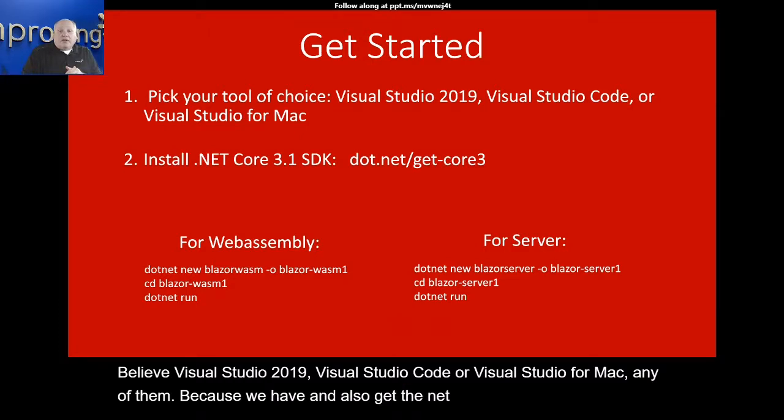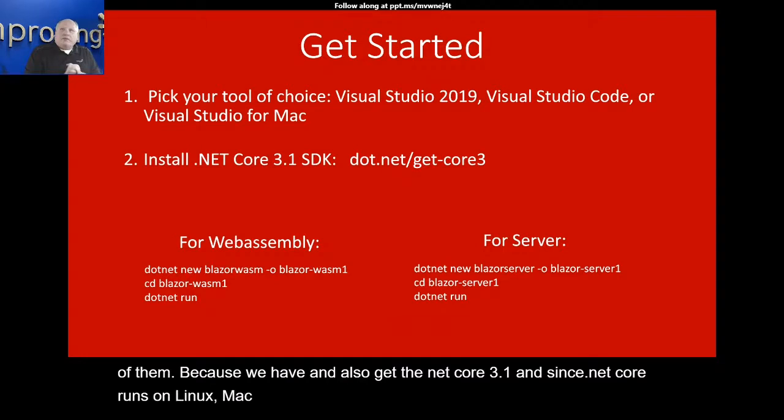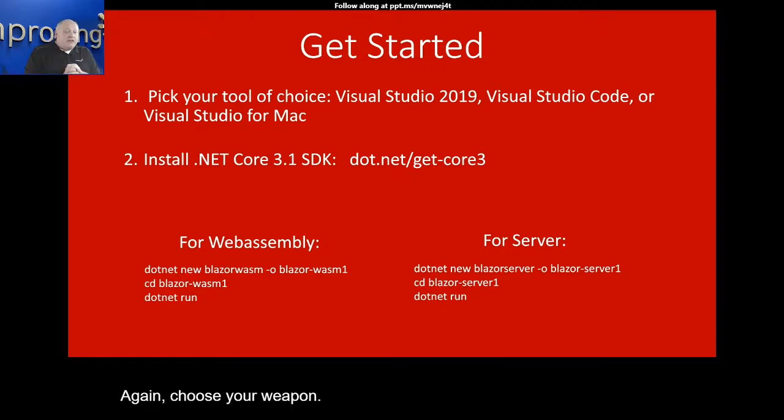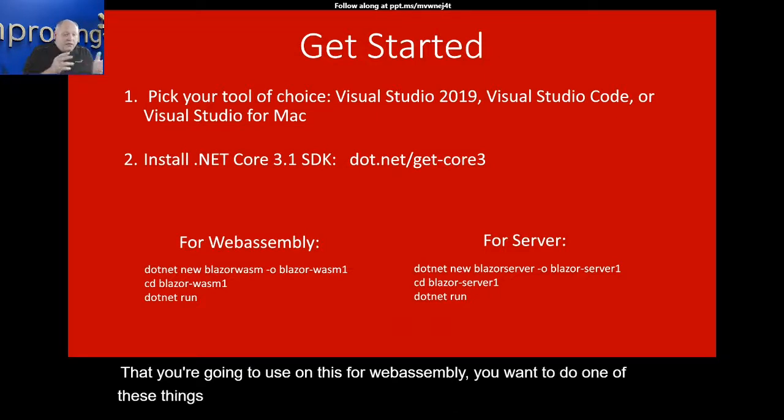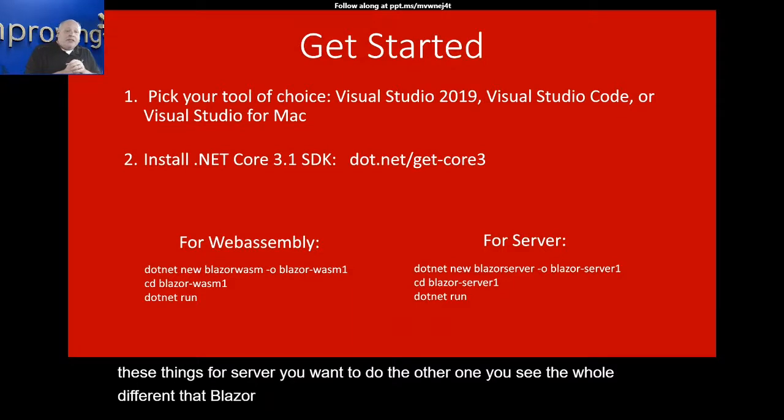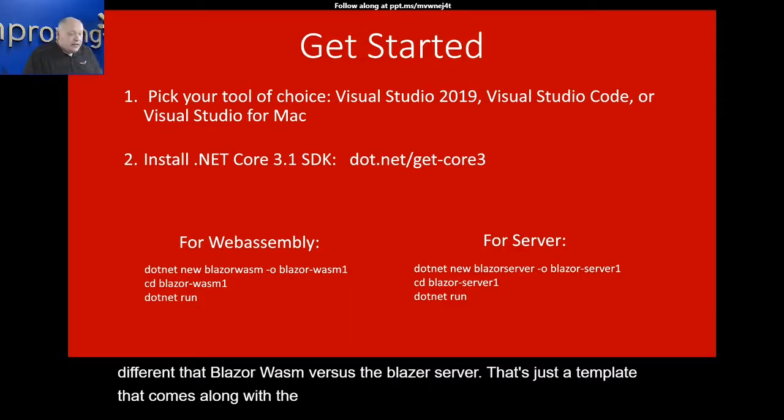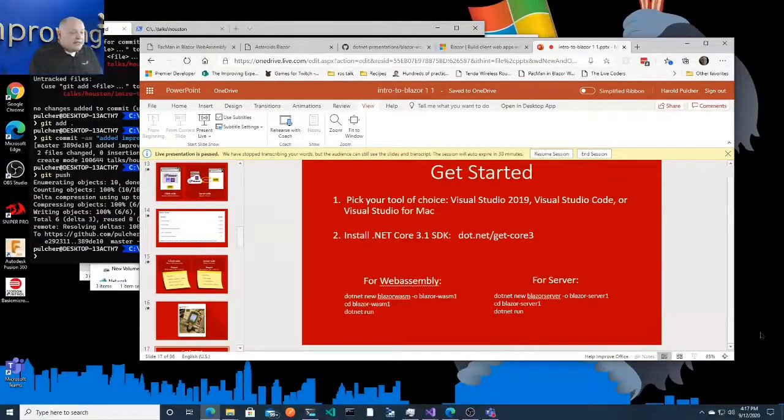And since .NET Core runs on Linux, Mac, and PCs, again, choose your weapon that you're going to use on this. For WebAssembly, you want to do one of these things. For a server, you want to do the other one. You see the whole difference there, that Blazor WASM versus the Blazor server. That's just a template that comes along with the .NET Core SDK. So let's see if we can make some stuff happen.